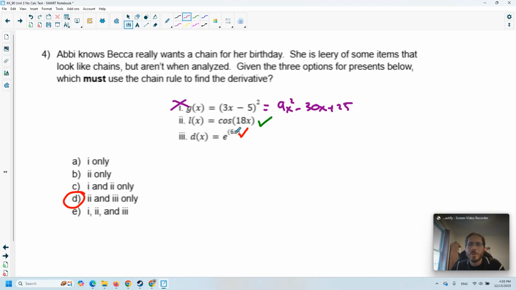We can't really simplify these two at all to not use the chain rule. We would have to use the chain rule. If you didn't think you had to use 2, if you were just like, well, it's clearly just going to be negative sine 18x times 18, that's because you used the chain rule in your head. You did a great job. But it is 2 and 3.